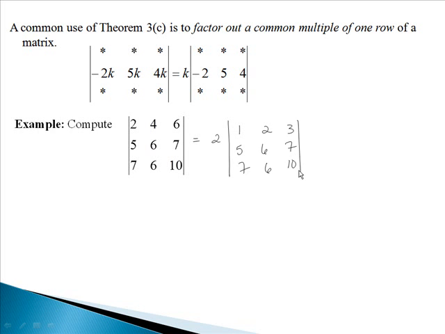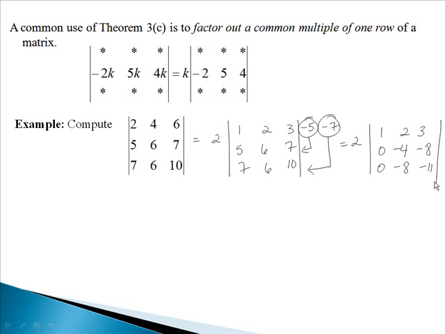Now I have a 1 as my very first entry, and I can apply row operations to get a triangular matrix. I'm going to multiply the first row by -5 and add it to the second row, and then multiply by -7 and add it to the third row. And remember that these operations will not change the value of the determinant. So I still have my 2, 1, 2, 3, and then 0, -4, -8, 0, -8, -11.